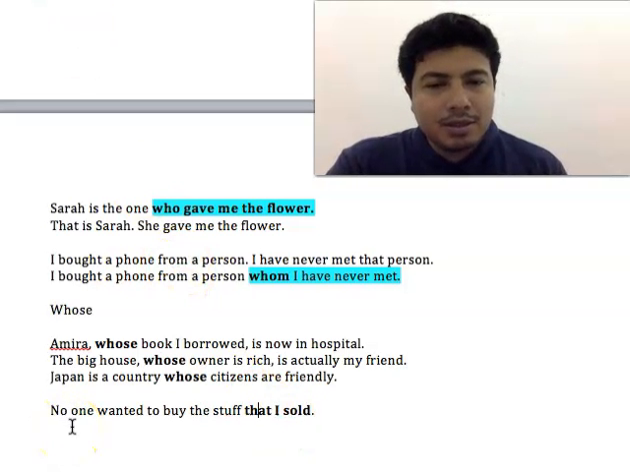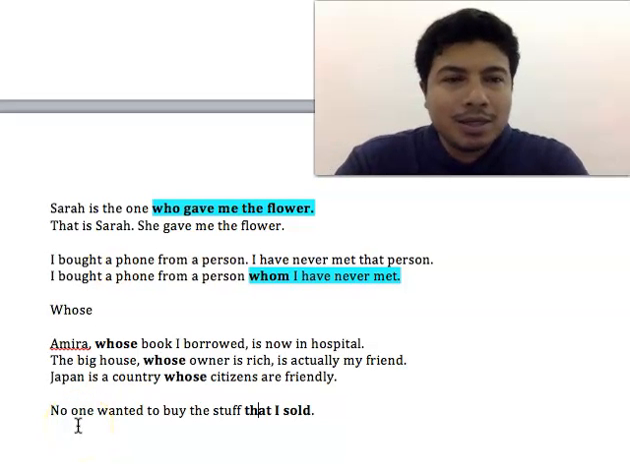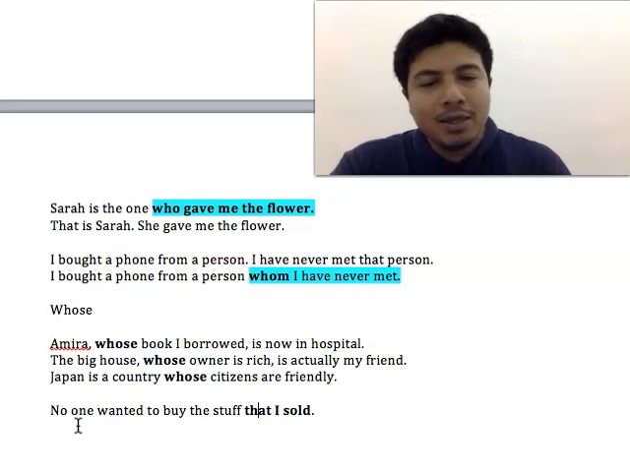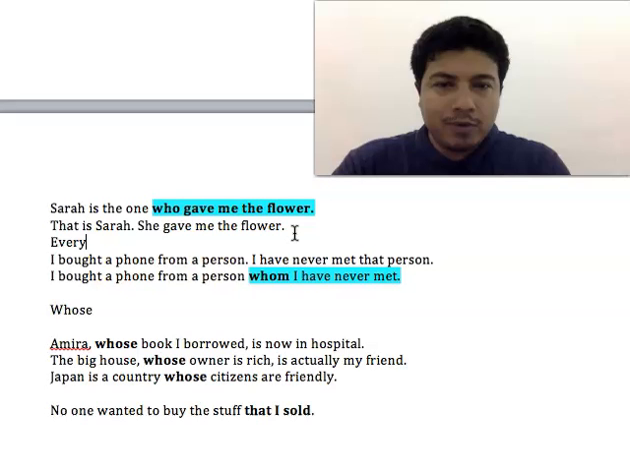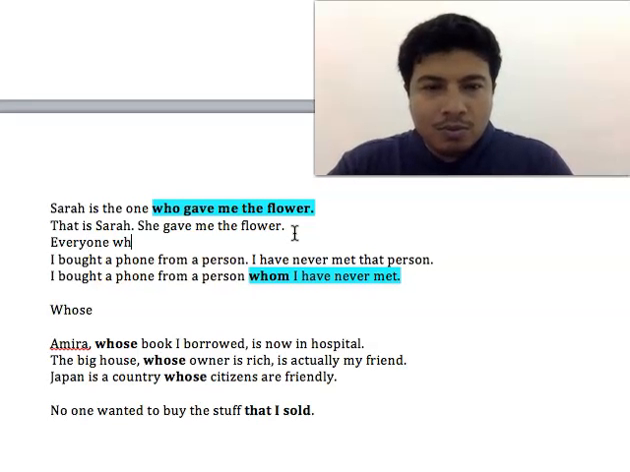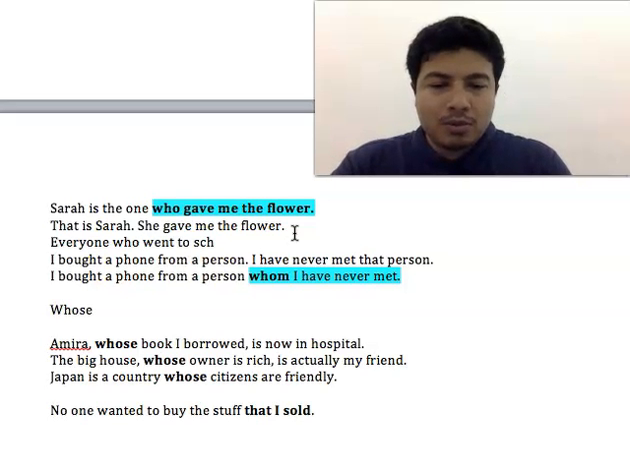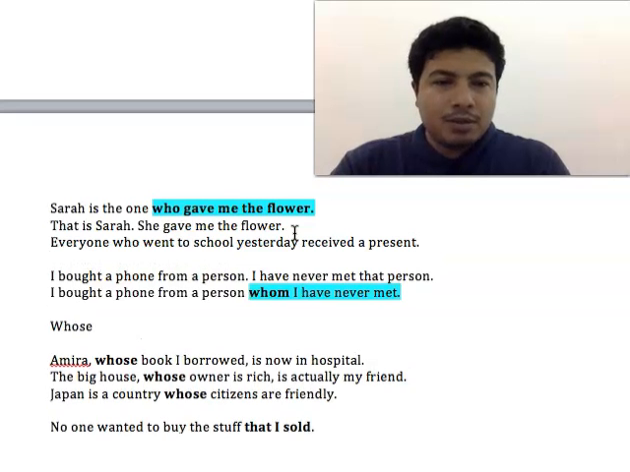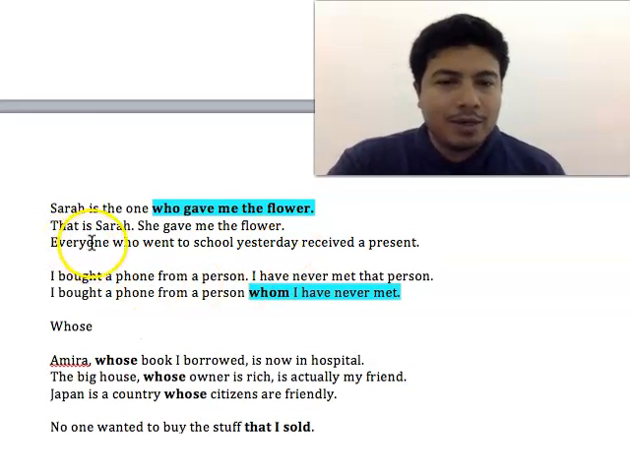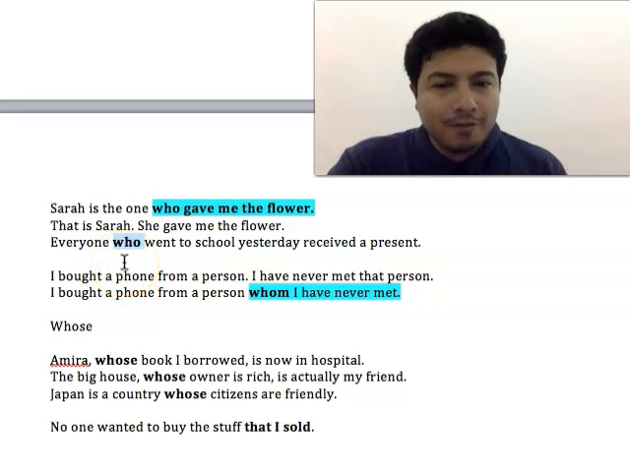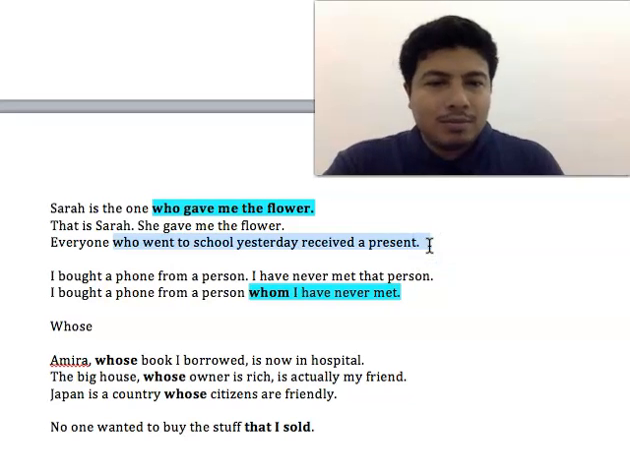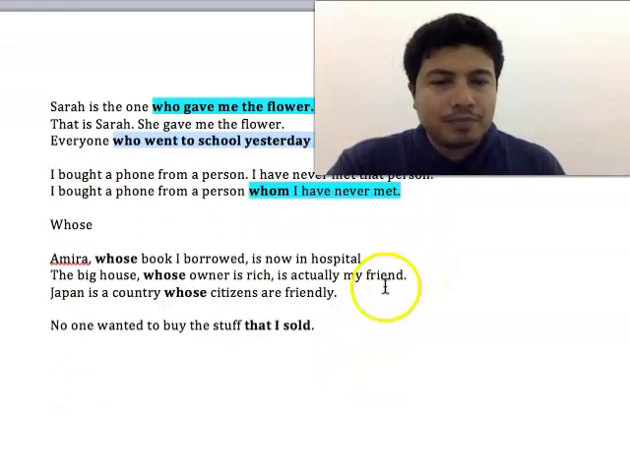So basically in this sentence, no one is what we call an indefinite pronoun. It could be anybody. So like this one, Amira, so that is a person. You can also use everyone, for example. Everyone who went to school yesterday received a present. So everyone here is indefinite, so it could be anyone. It is unlike Sarah, which is a name of a person, an exact person. So everyone could be anyone, and that is the relative pronoun, and this is the adjective clause.